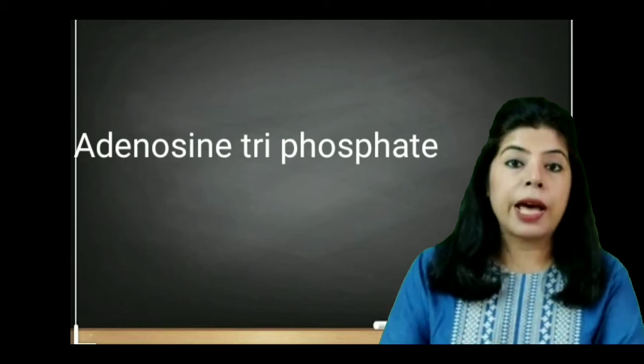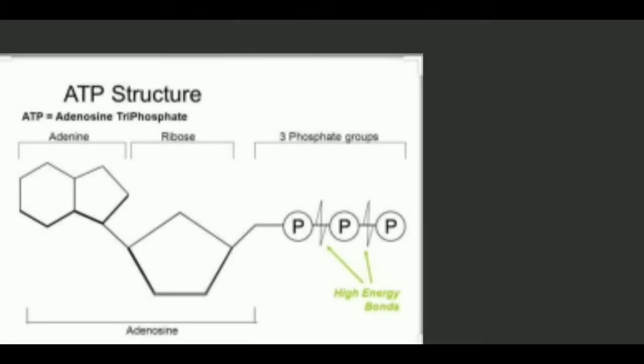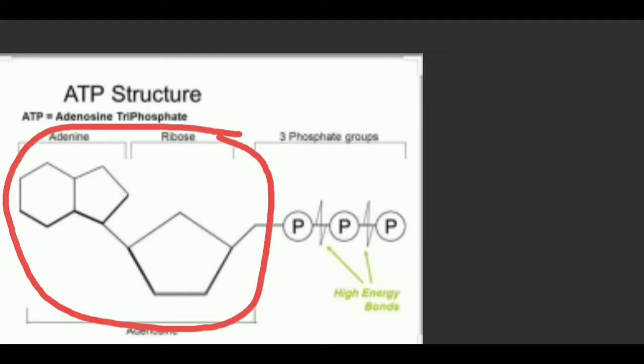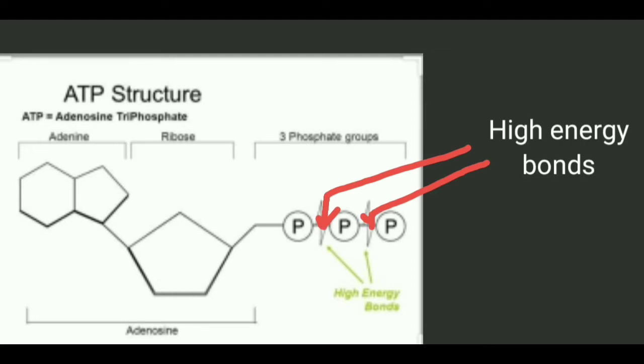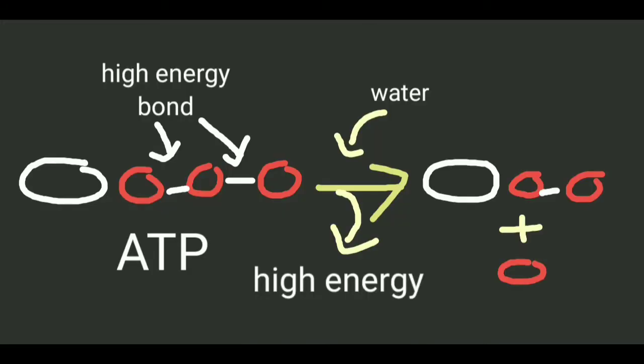ATP is adenosine triphosphate. Adenosine triphosphate is a nucleotide. It is mainly composed of the molecule adenosine and 3 phosphate groups. The high energy of this ATP molecule is mainly because of the 2 bonds which connect the 3 phosphate groups together. These bonds have very high energy, and this energy is released when the bonds are broken down by the addition of water.